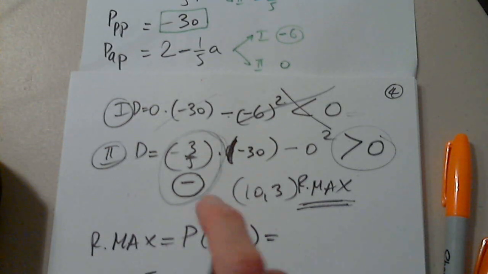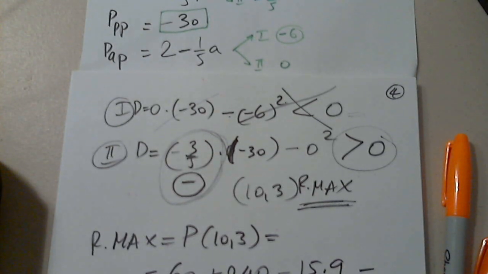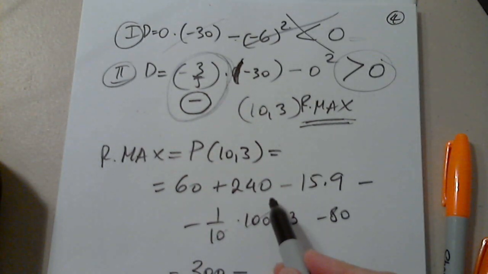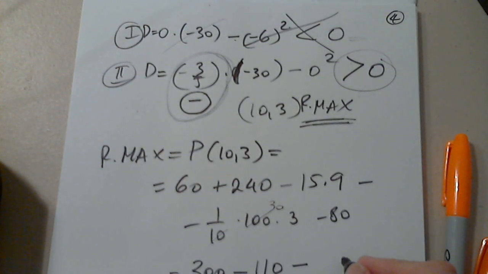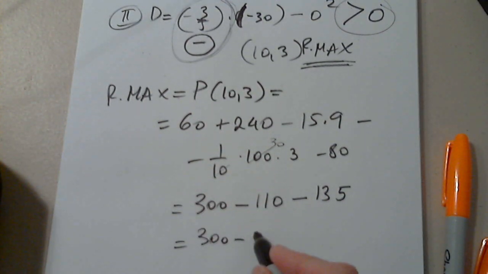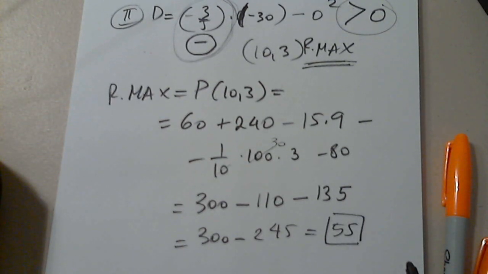2AP, so AP is 30, 2 times 30 is 60, plus 80 times P, 240, minus 15 times 9, minus 1/10, A squared is 100, times P, which is 3, and minus 80, whatever that comes out to be. So this is 300, this is 30, negative 30 minus 80, negative 110, and let's see what this one is. Okay, so I'm getting 300 minus 245. Is this what you got? Did you get 55? Yes, ma'am. Okay, perfect. Thank you.